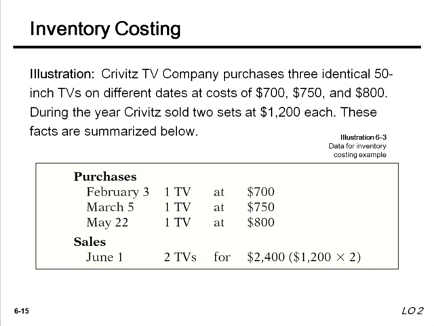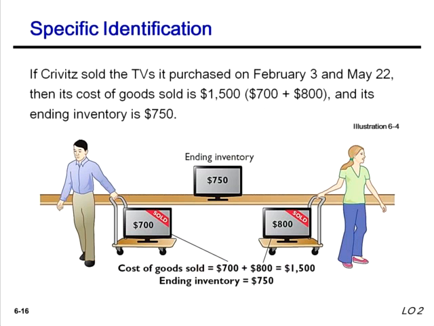Alright, so we have an example here. Crivets TV Company purchases 3 identical 50-inch TVs on different dates at a cost of $700, $750, and $800. During the year, Crivets sold 2 sets at $1,200 each. These facts are summarized below.